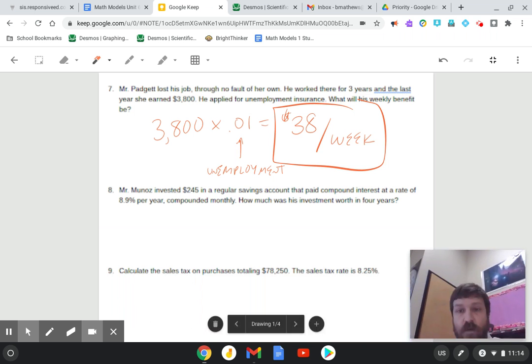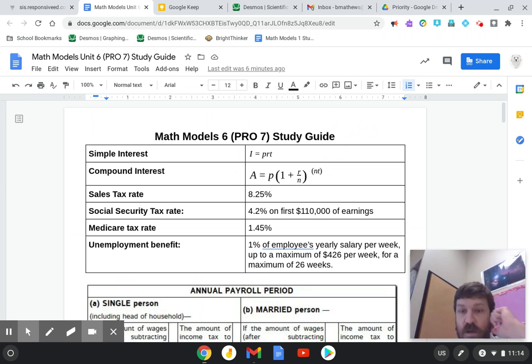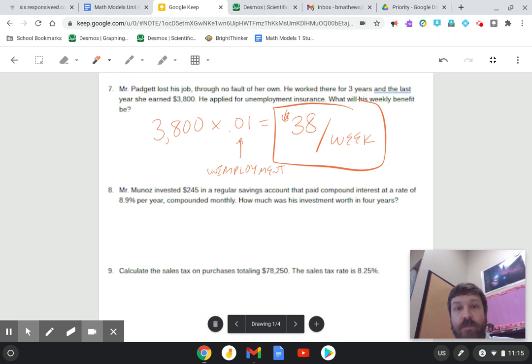That's it. If you get a number above $426 for that answer, you automatically lower it to 426. You cannot have an unemployment benefit higher than 426. So keep that in mind.